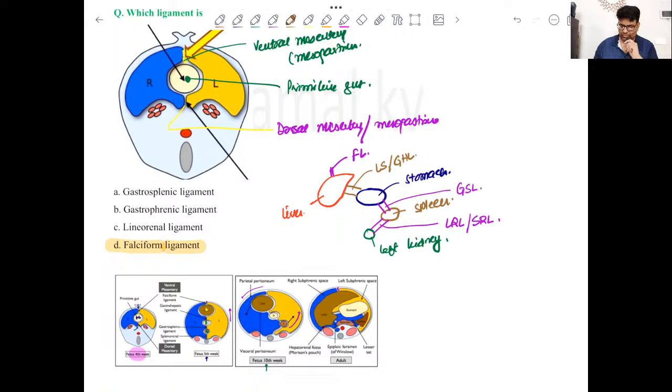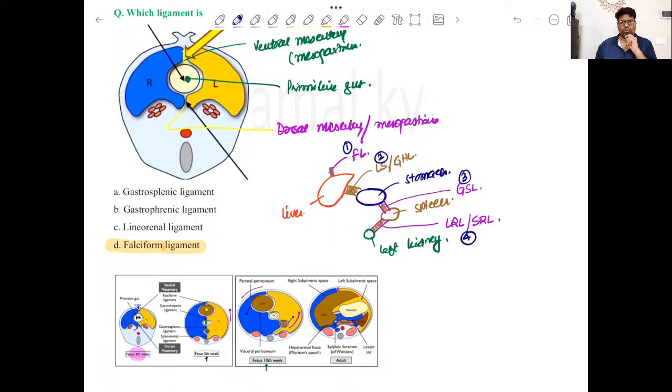Sometimes you will find this as well. So this is between liver and stomach, this is between the stomach and the spleen, and this is between the spleen and the left kidney, right? So these are the common ones, and this one is of course the falciform ligament. So you should know these four structures: 1, 2, 3 and 4.